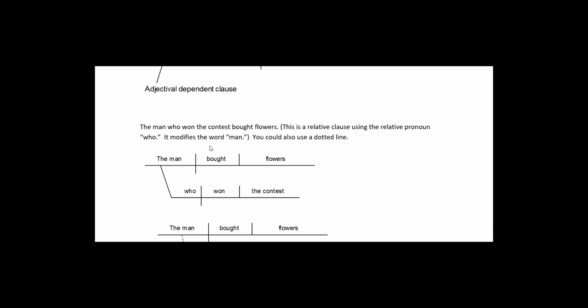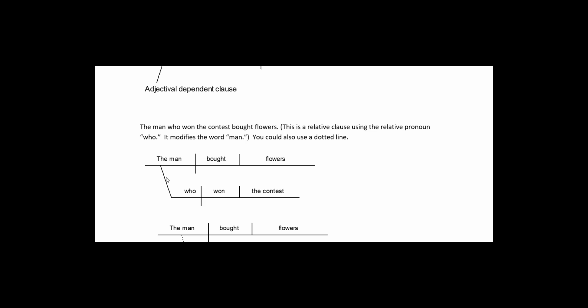Let's say I have a dependent clause that modifies some kind of a noun. Well, then you just stick it under the noun. So for example, the man who won the contest bought flowers. So the phrase who won the contest is a relative clause, uses that relative pronoun who. Main idea is the man bought flowers. But what kind of a man? It's the man who won the contest. So we put that clause underneath the word that it modifies.